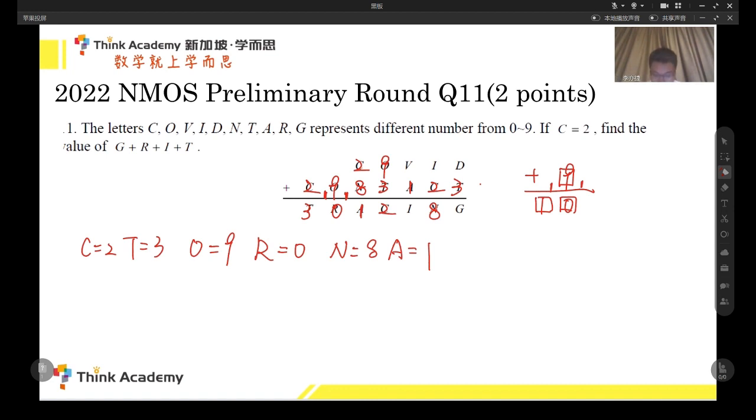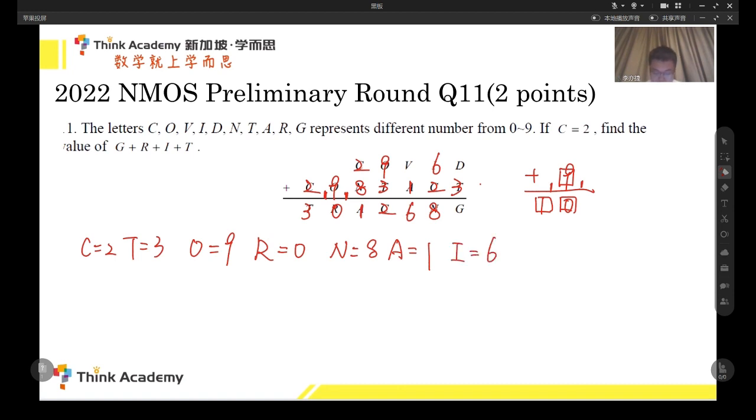Now we can see that D plus 3 equals G, and I plus C is M. So now I can be either 5 or 6. But if I is 5 here, there should be 1 carried forward, and D plus 3 has 1 carried forward. So D should be over 10, so it's 7, 8, or 9. It cannot be 8, it cannot be 9. If it is 7, then G should be 0. So this is not possible. So here cannot be a 1 carried forward, which means I can only be 6.